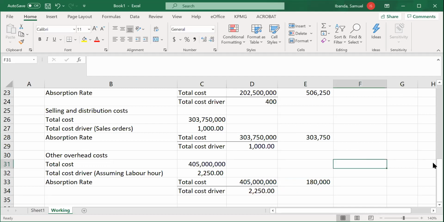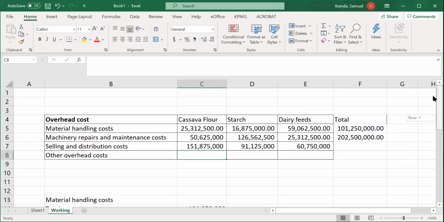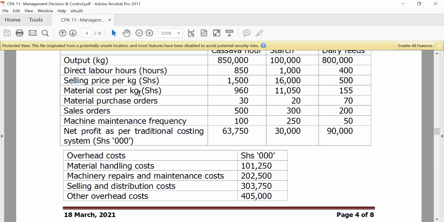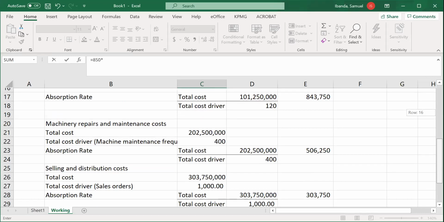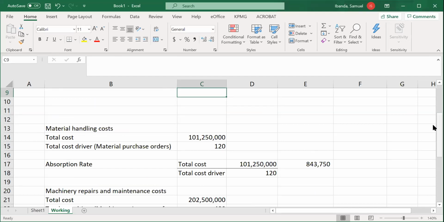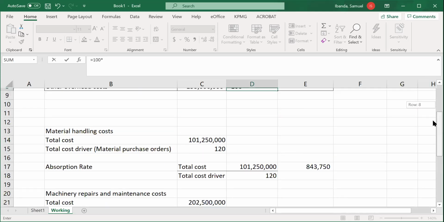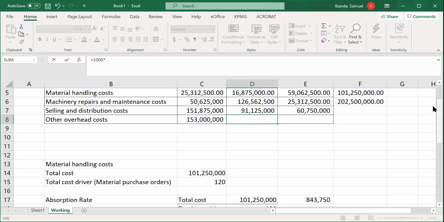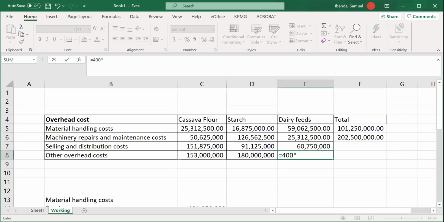So what this means here is other overhead costs are allocated. So I'm going to again look at what I have as my so-called number of hours, 850. So I'll say 850 times what I have gotten, which is this. So it will give me 153,000. Then this one was 1,000, I think so. 1,000 times what I have here. That is what I have. Then this was 400, still times the same value.